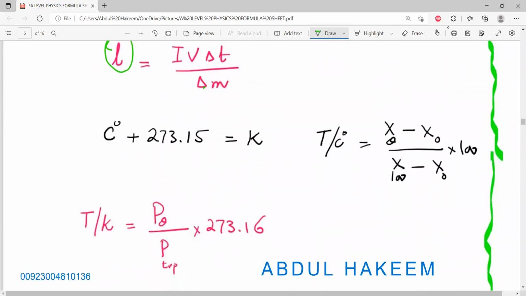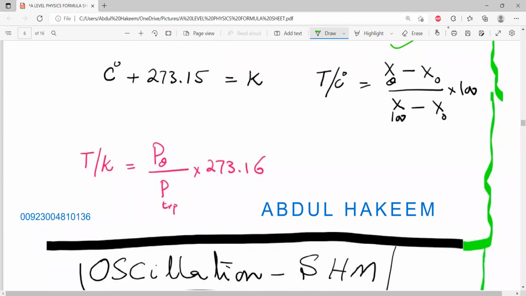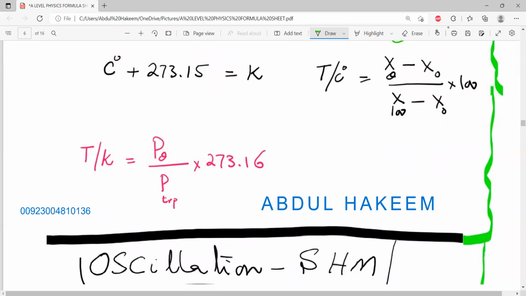Next, centigrade plus 273.15 is equal to Kelvin. This is the empirical formula for the temperature in degrees Celsius: the thermal property at unknown temperature minus the thermal property at 0 degrees Celsius, divided by the thermal property at 100 minus the thermal property at 0, into 100. And then the empirical formula for the Kelvin: temperature in Kelvin is the pressure at the required temperature divided by the pressure at the triple point, multiplied by 273.16 or 273.15, it's up to you. So this is the empirical formula for the Kelvin.